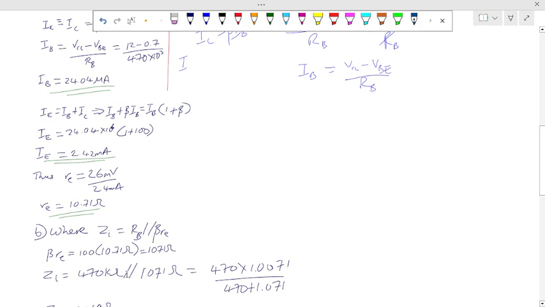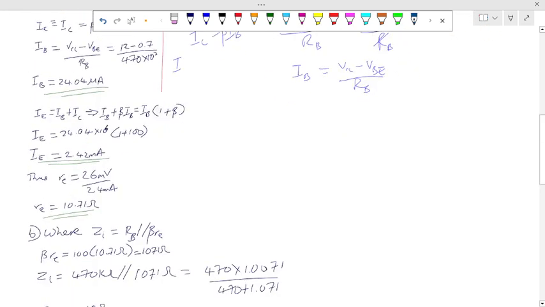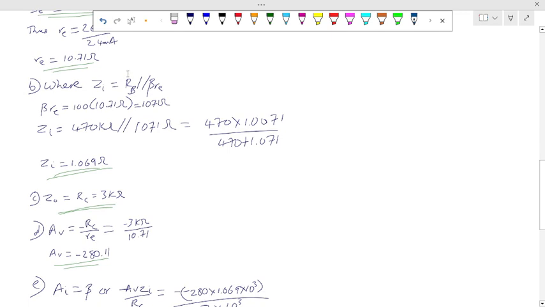RB is 470, look at it, 470. Then RE we solved for it, that's it there. So you just substitute in the values and do your arithmetic, and there we have it. Then for the output impedance, we said it equals RC.